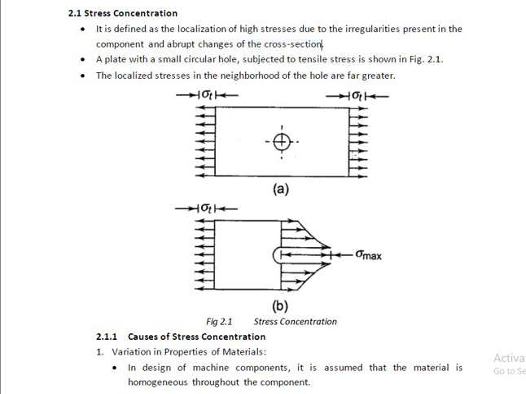Now let's see the example of this plate. A plate with a small circular hole subjected to tensile stress. This plate is subjected to tensile stress as the force is pulling this component. When a tensile force is applied on this component, there is one hole at the center of the plate. If you want to understand the concept of stress concentration, the localized stresses will develop in the vicinity of the hole, at this cross section.